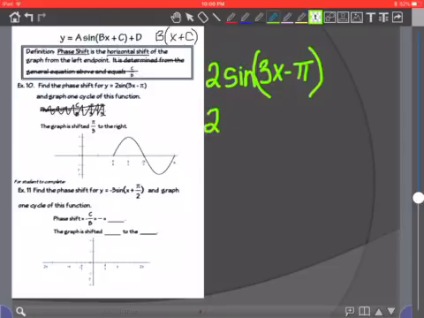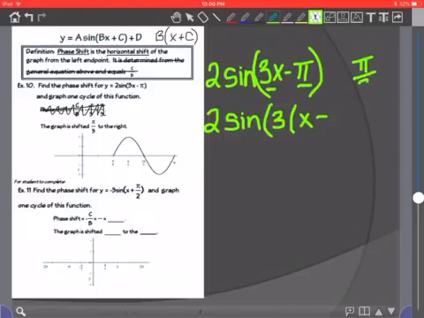So 2 and sine are not going to change. Still have a parenthesis. 3 parenthesis x minus, because I'm factoring that 3 out, I have to take whatever the value here is and divide it by the number that I'm factoring out. So this is going to become pi over 3. So this right here is my new equation.